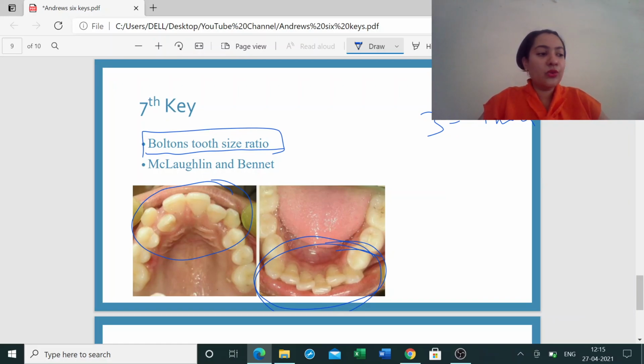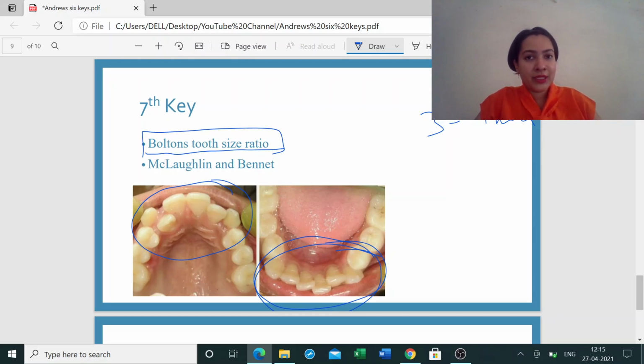Before deciding whether to go for extractions, closure of space, stripping, or expansion, that is, how to gain space in the arch, we need to know Bolton's tooth size ratio. We need to do this analysis so that we know exactly where the problem lies and how much the problem is.